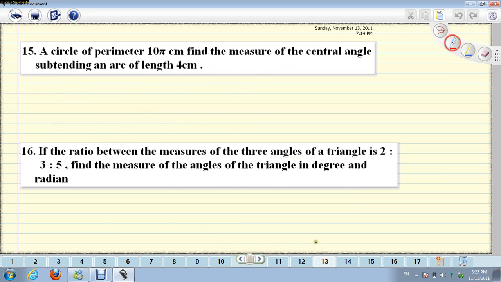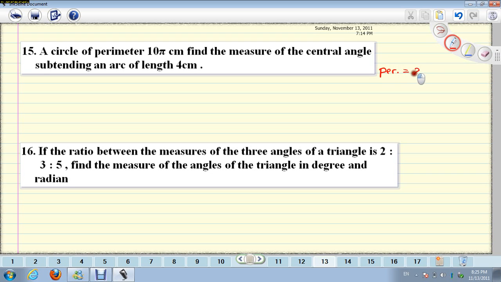Okay, exercise 15, and this is page 46. A circle of perimeter 10 pi centimeters. Find the measure of the central angle subtended by arc length 4. Okay, you must remember the perimeter of the circle and the area of the circle.